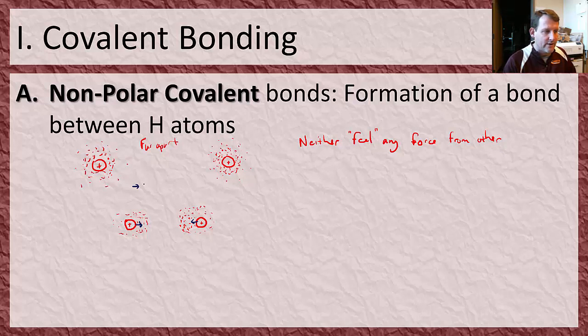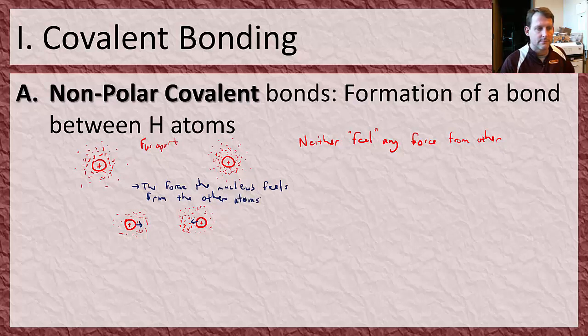So the blue arrow is the force the nucleus feels from the, sorry, it's a little delay here, the other atom's electrons, right? So this is being pulled towards this cloud of electrons, this being pulled towards that cloud of electrons. Very cool. Now wait, that's not the only force acting on them though.